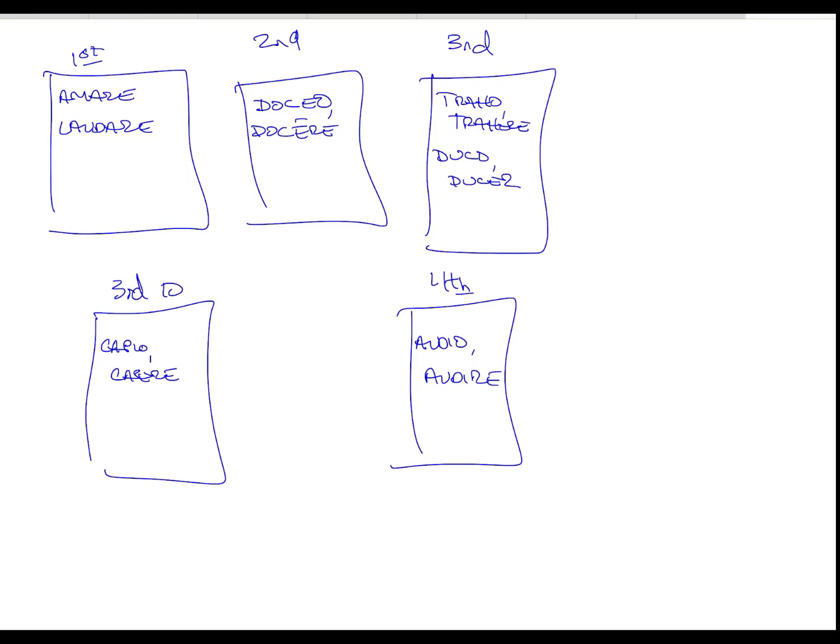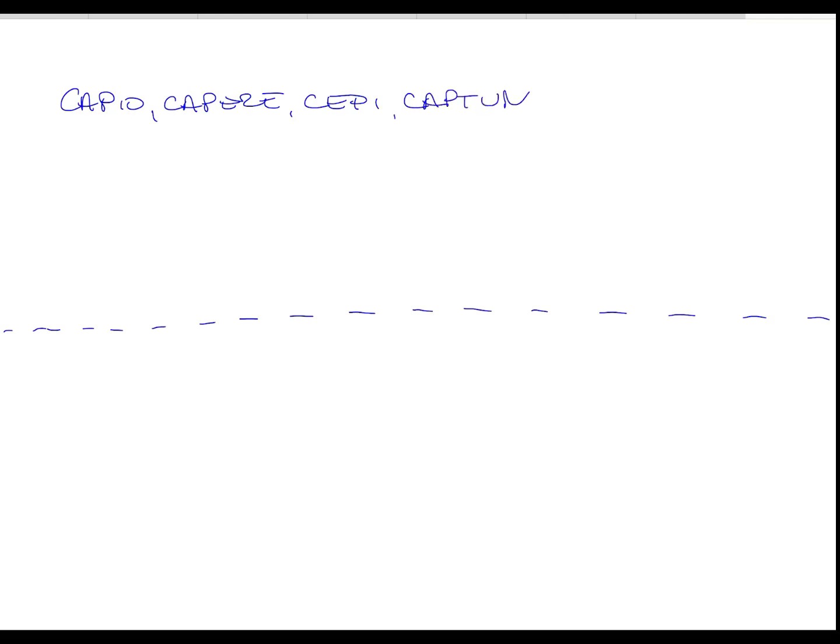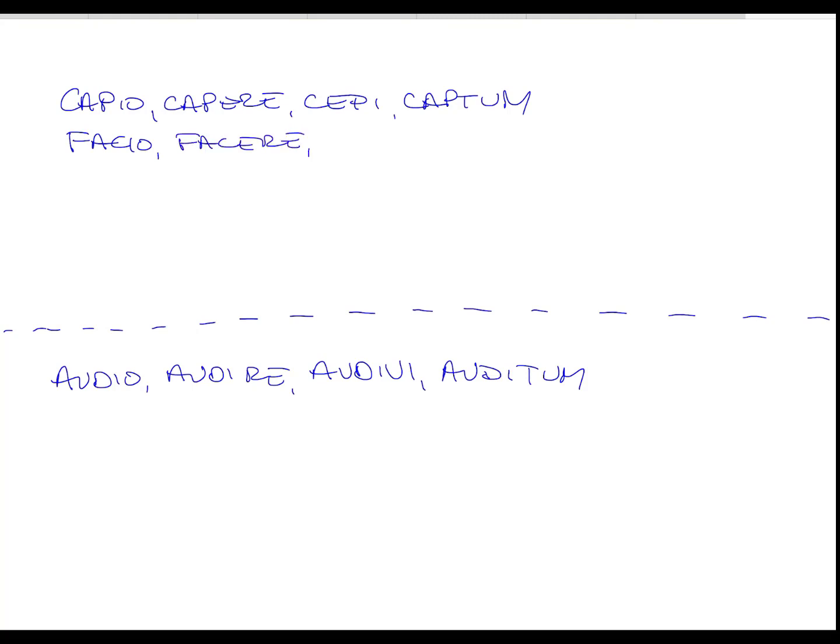Let's go ahead and talk a little bit more about the third IO and the fourth, just so you can recognize it and give you some more examples. Third IO, copio, and I'm going to separate them here. Copio, copere, cepi, captum. Fourth, audio, audire, audivi, auditum. Then we have facio, facere, feci, factum.